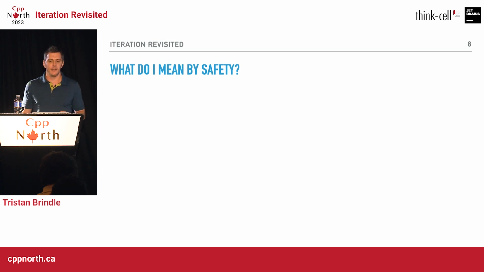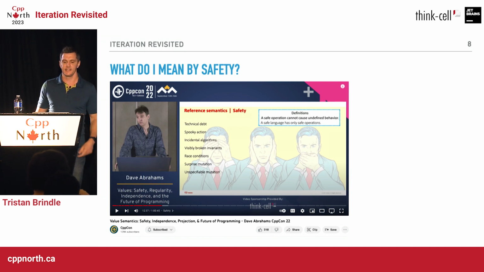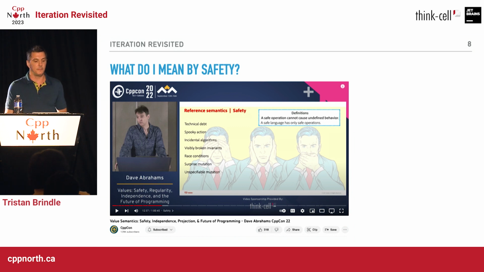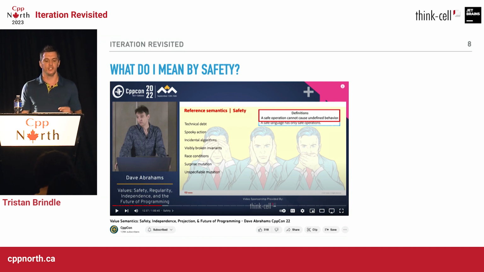The definition I really like comes from a talk by Dave Abrahams, gave at CppCon last year. Dave Abrahams, very well-known name in the C++ world, went to work at Apple on Swift for many years. Now he's back, he's working on a language called Val, which aims to be a memory-safe language based on mutable value semantics. And Dave gave this talk at CppCon last year, and he used this definition of safety that I really like. He says, a safe operation cannot cause undefined behavior.